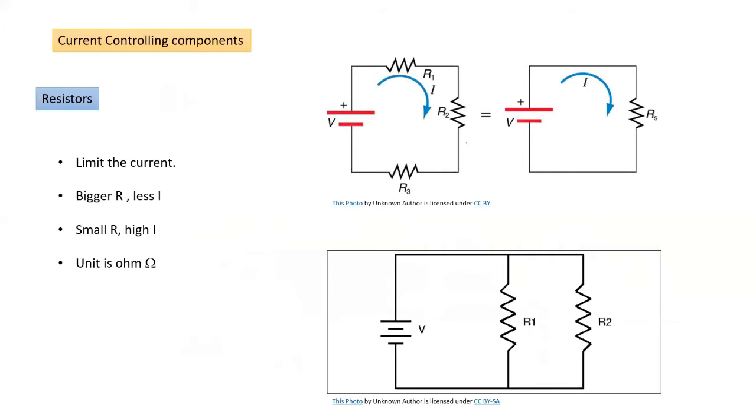If you use a higher resistor value, you will have less current, and if you use a small resistor, you will have a high current. So we can see that resistors are basically to limit the current. So here, these two resistors are in series. Okay, so this is a series circuit where R1 and R2 are in series, and we have a common current, and we will get an equivalent resistor RS.